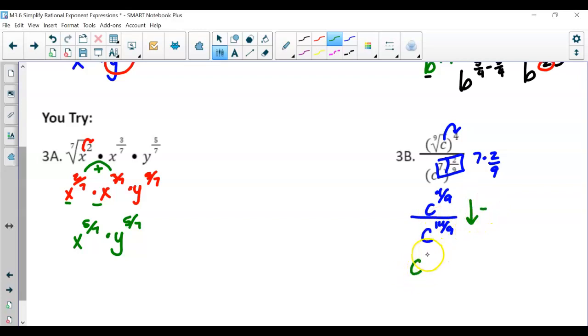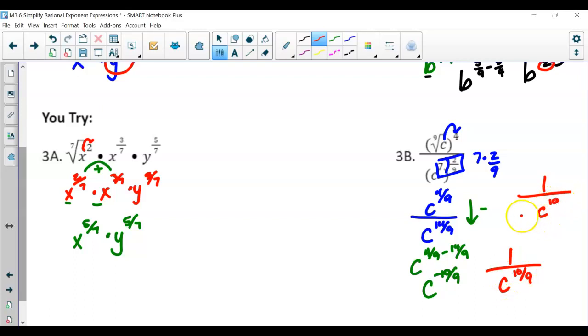But top to bottom. So you should have done 4 ninths minus 14 ninths, which gives you not 10, but negative 10 ninths. So now because of that negative exponent, your final answer is 1 over c to the 10 ninths. Now, if you wanted to practice rewriting, that is 1 over c to the 10th, right? So c to the 10th, but inside of, what is the index for your radical? 9.